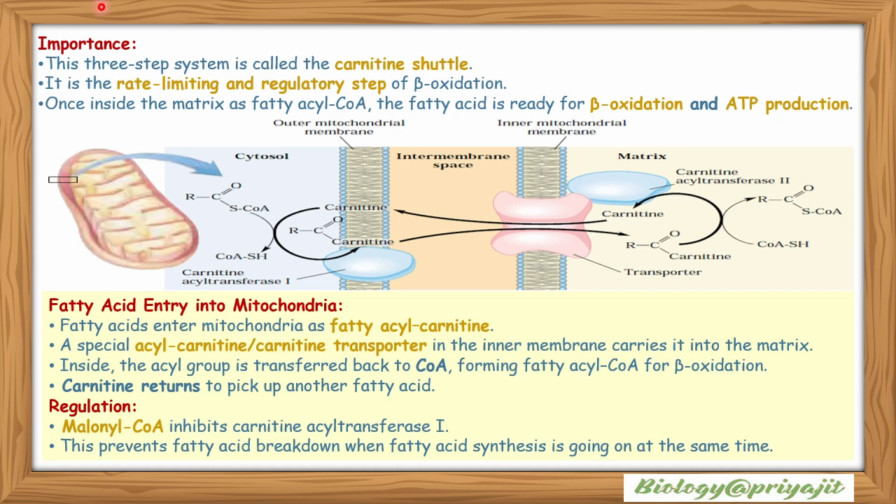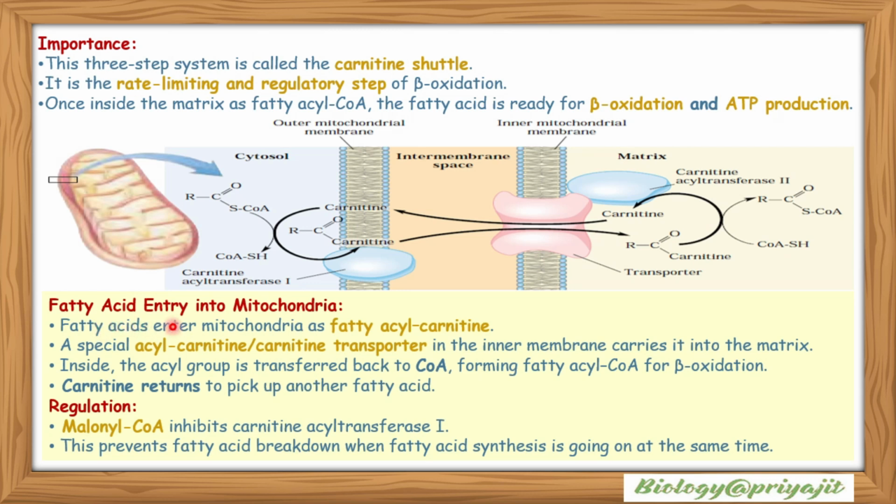Then free carnitine returns to the cytosol. Importance: this system is called the carnitine shuttle. It is the rate limiting and regulatory step of beta oxidation. Once inside the matrix as fatty acyl-CoA, the fatty acid is ready for beta oxidation and ATP production. So this is the image showing the migration of fatty acyl-CoA with the help of carnitine acyl transferase located on the outer mitochondrial membrane. Then it will cross the intermembrane space, and there is a carnitine channel. It will be transported with the help of carnitine acyl transferase 2. It will again be transformed into fatty acyl-CoA.